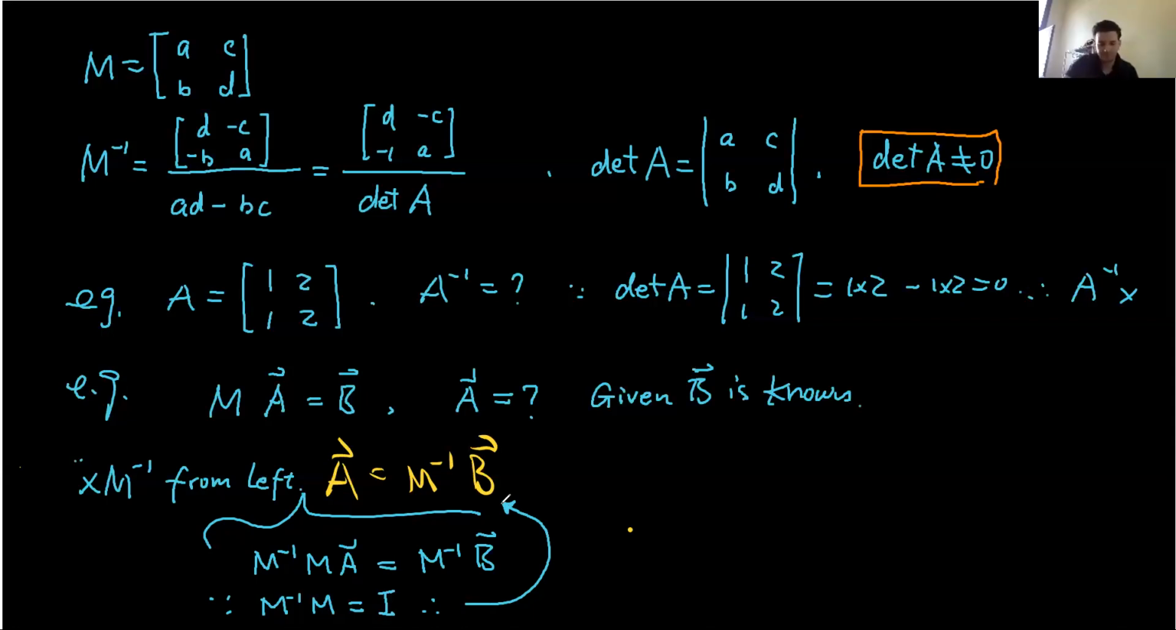I know it's so simple, but sometimes they can make the story too complicated by using 3 by 3 or 4 by 4. The idea is the same. So that is exactly why we need a formula to solve for the given matrix. This is a general formula.